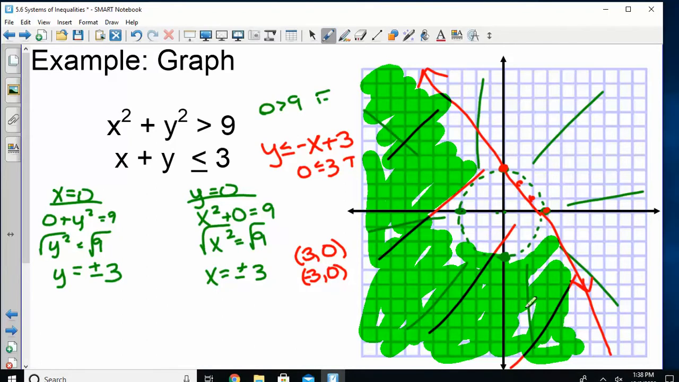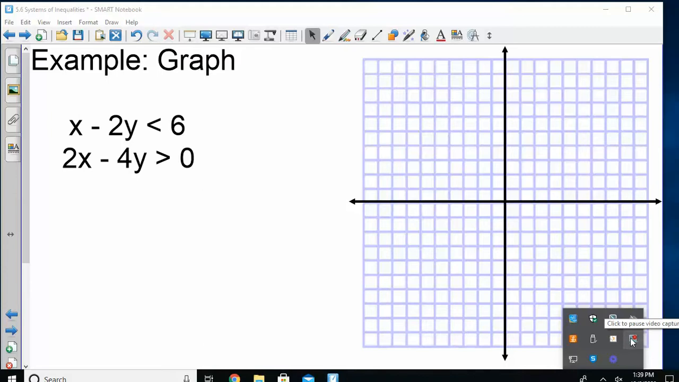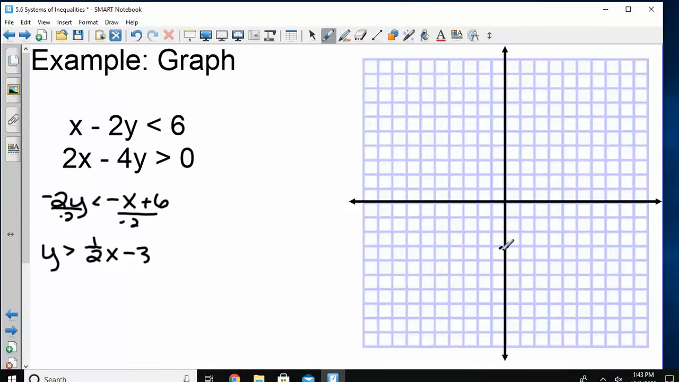You guys ready to try that? Here's the one I'd like for you to do. So y-intercept -3, slope 1/2, up 1/2, solid or dashed? Dashed. Okay, then we have to decide if we shade above or below. You can pick your test point.